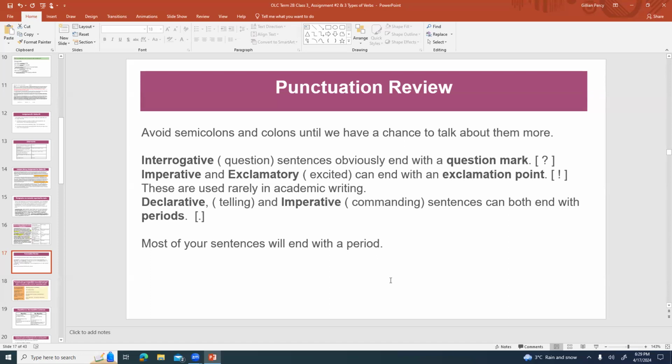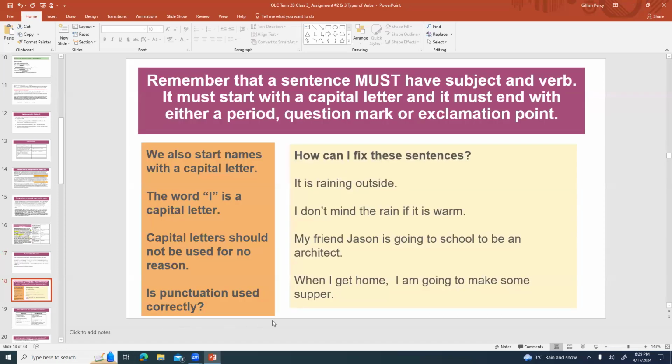Declarative, where it's a telling sentence, or imperative, where it's a commanding sentence, both end with periods. 95% of your time in school writing, you're going to end your sentence with a period. So that's what I would go with if you weren't sure. Remember, the sentence must have a subject and a verb, and must start with a capital letter. Oh, we did this already, didn't we?